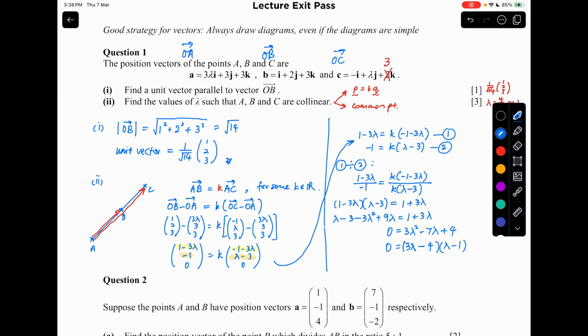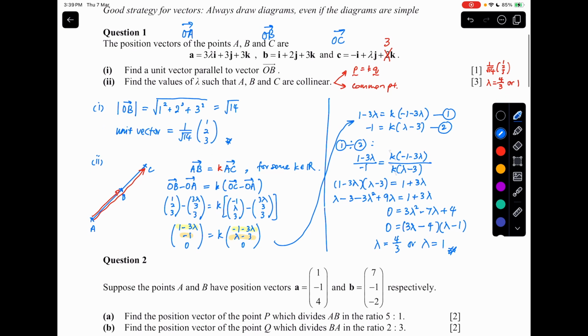then lambda minus 1. Okay, so over here I can solve. Lambda equals 4 over 3, or lambda equals 1. So this will be the solution for part 2, making use of the property that they are parallel. So let one vector be k times another vector, then we compare the components to solve for our unknown lambda.